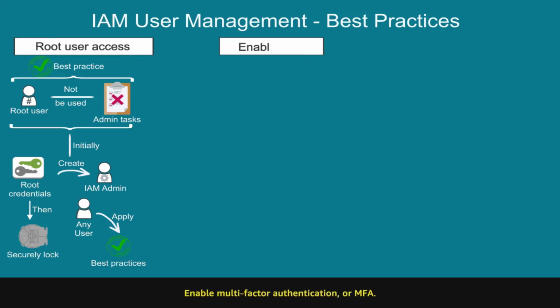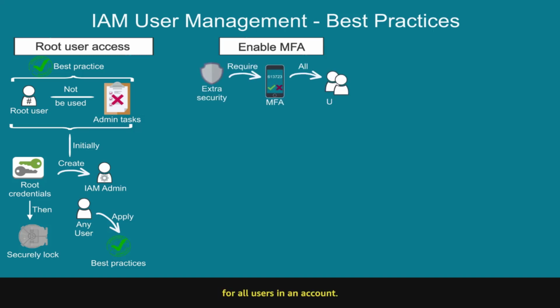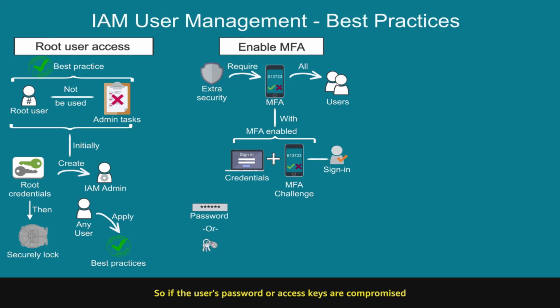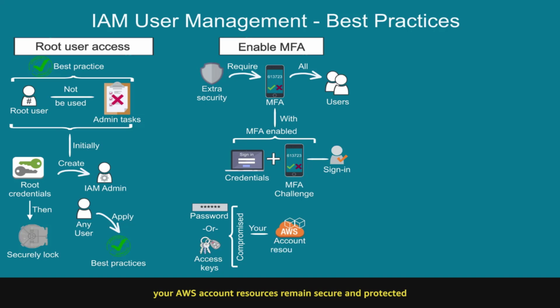Enable multi-factor authentication, MFA. For extra security, require MFA for all users in an account. With MFA enabled, users have to enter their credentials and the MFA-generated challenge to complete the sign-in process. So, if a user's password or access keys are compromised, your AWS account resources remain secure and protected due to the additional authentication requirement.